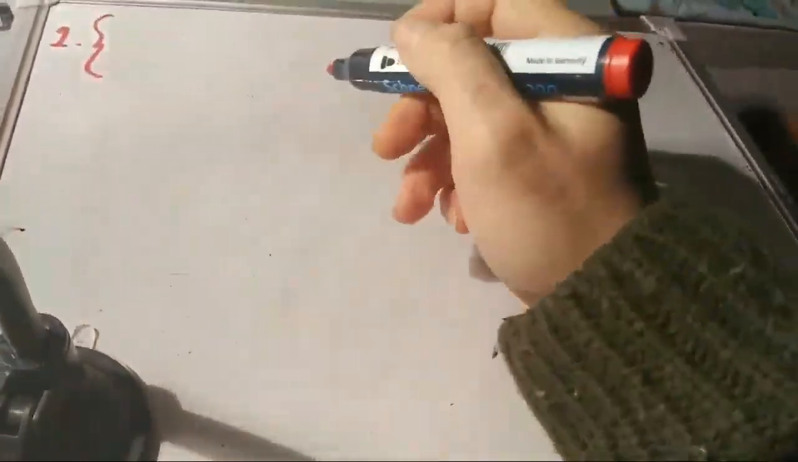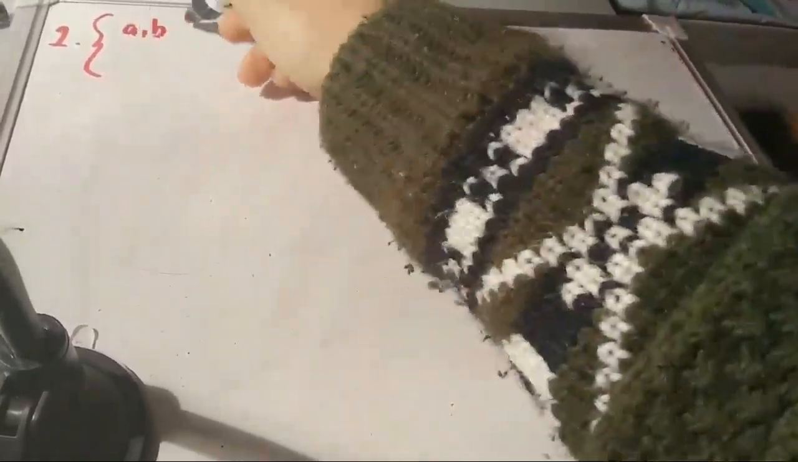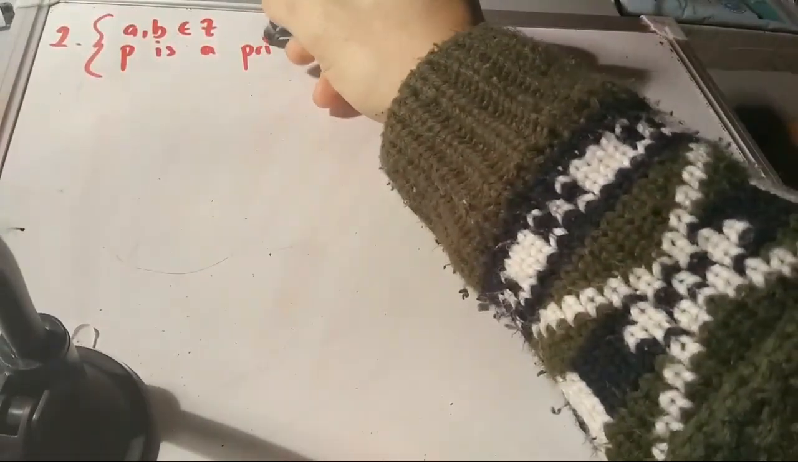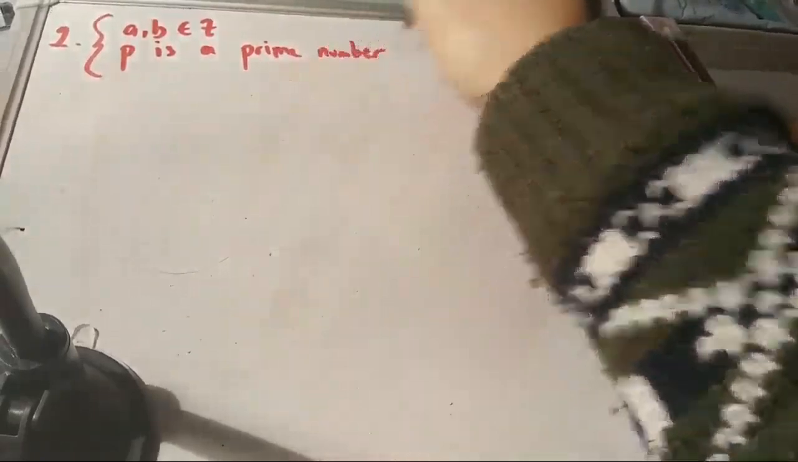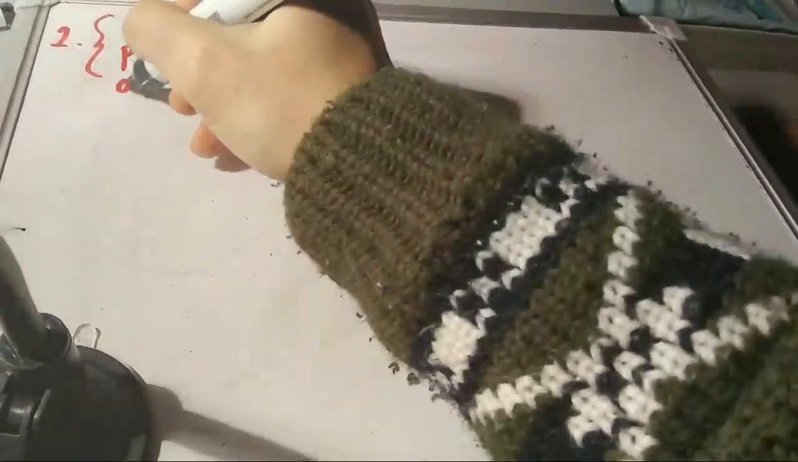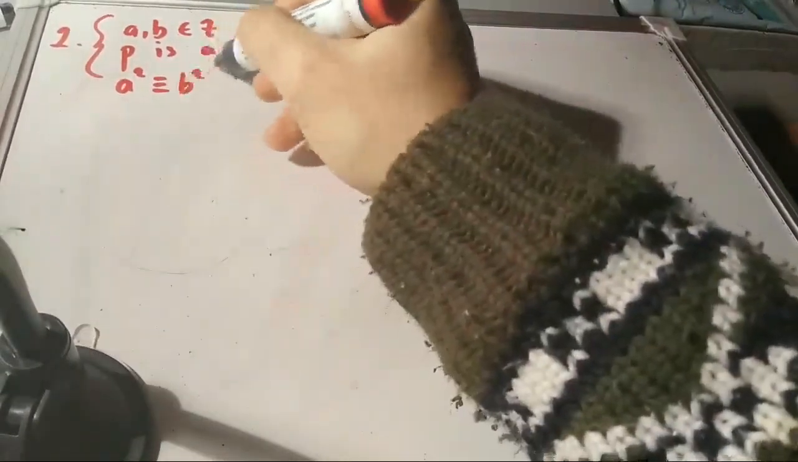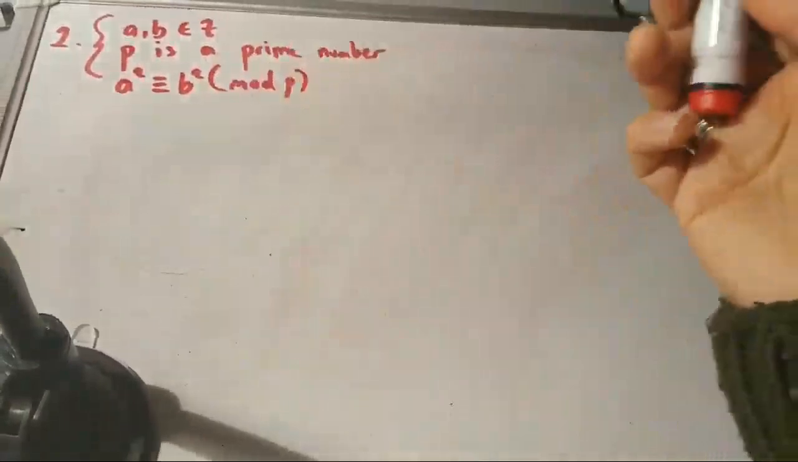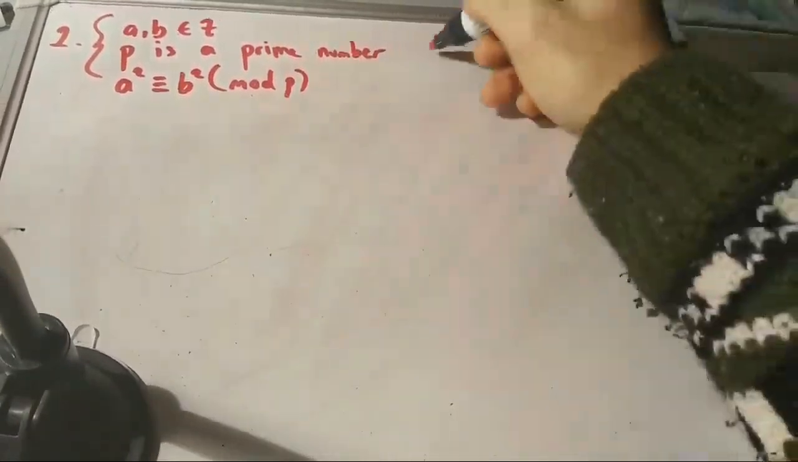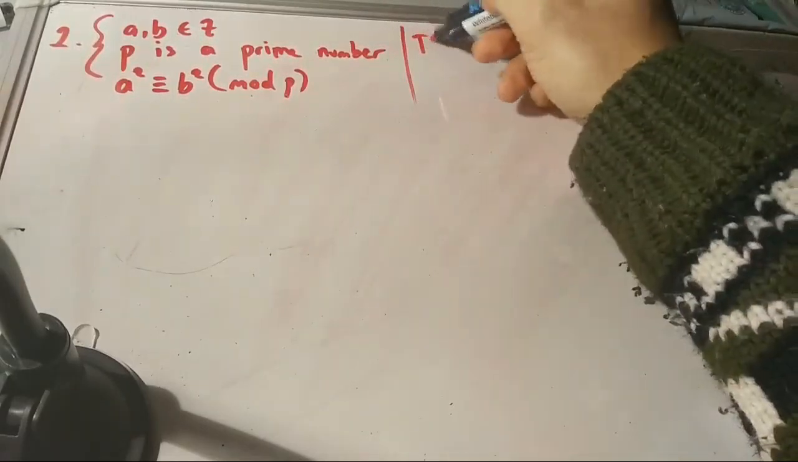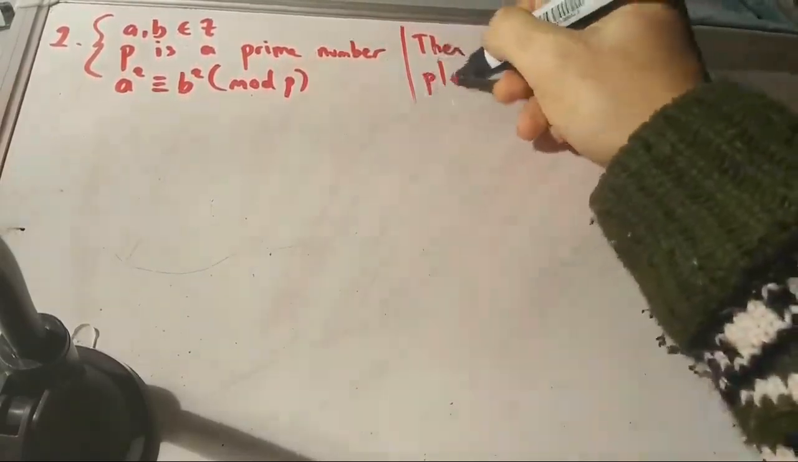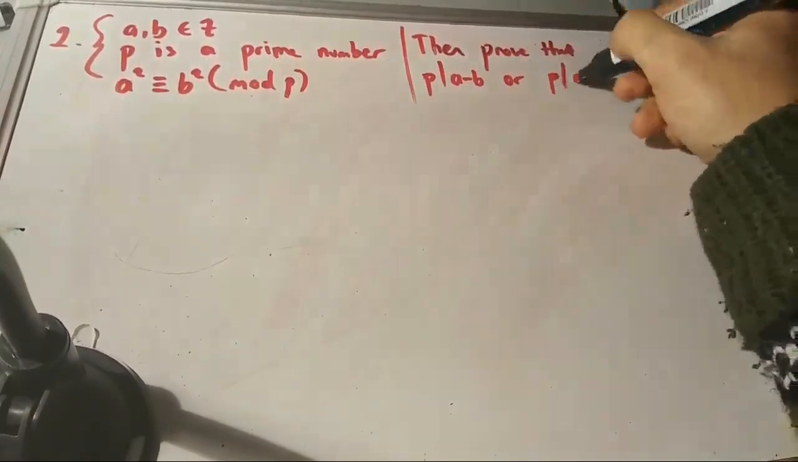And the second question: if a, b are elements of the integers and p is a prime, and a squared is congruent to b squared in mod p, meaning that when we divide a squared by p, b squared is the remainder, then prove that p divides a minus b or p divides a plus b.